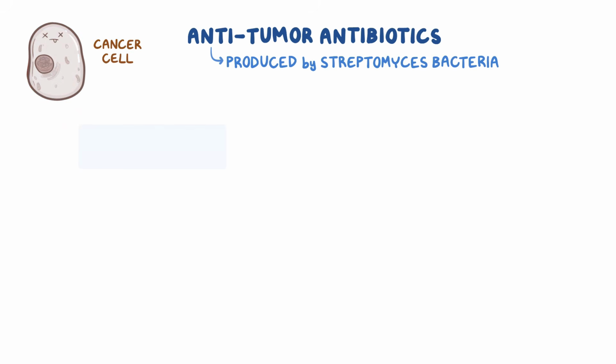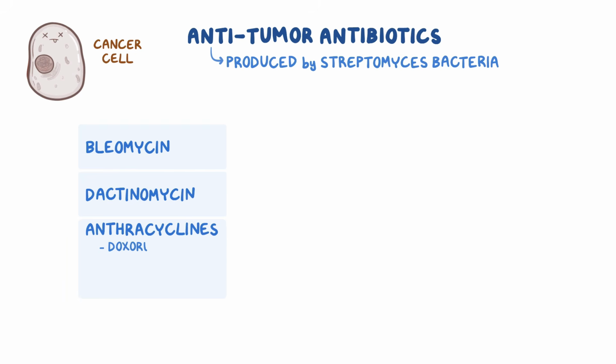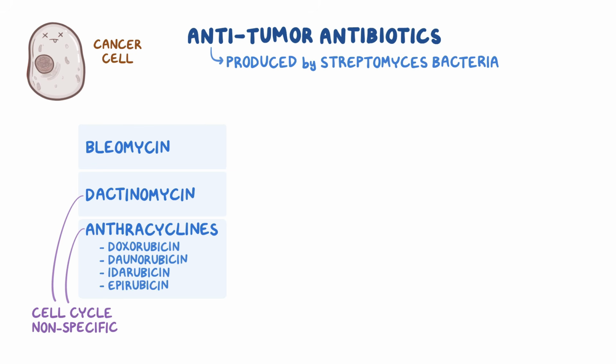Alright, as a quick recap. Anti-tumor antibiotics are a class of medications that are produced by Streptomyces bacteria and are used in the treatment of cancer. They include Bleomycin, Dactinomycin, and anthracyclines like doxorubicin, daunorubicin, idarubicin, and epirubicin. They interfere with the cell cycle through various mechanisms. They're all cell cycle non-specific, except Bleomycin, which is cell cycle specific and acts in the G2 phase.